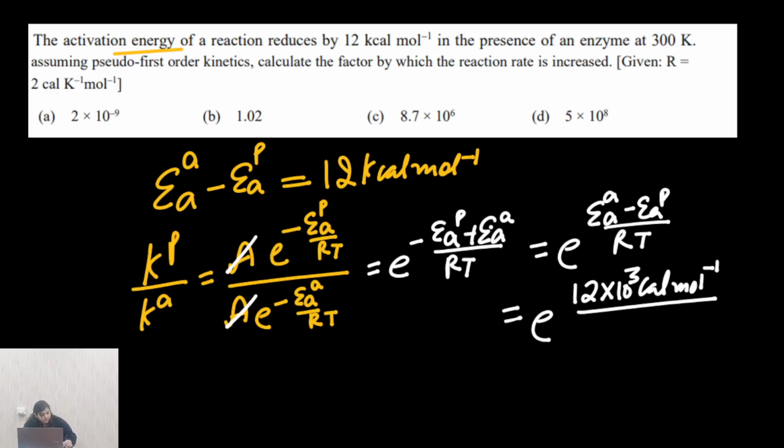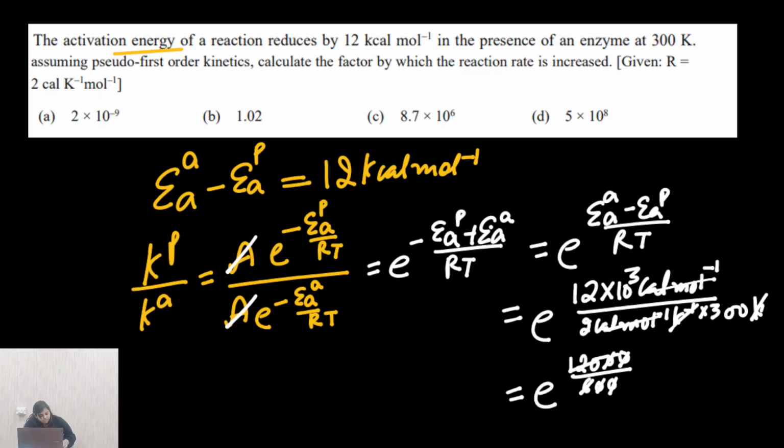R value is 2 calories per mole per Kelvin, and the temperature is 300 Kelvin. So the Kelvin will get cancelled, and calories per mole will get cancelled out. It comes out to be e raised to the power of 12,000 upon 600. So it becomes e raised to the power of 20. E raised to the power of 20 is going to give you the answer as 5 into 10 to the power of 8. So option D will become your correct answer.